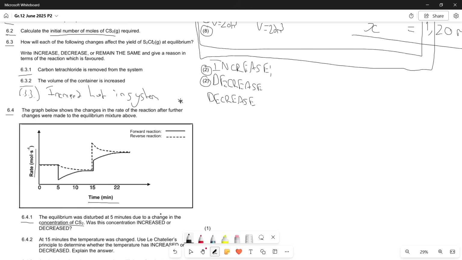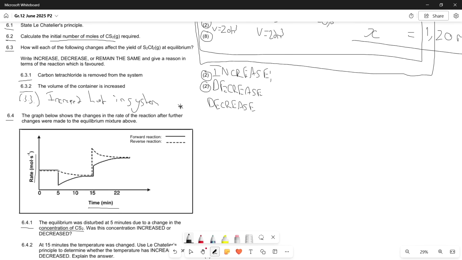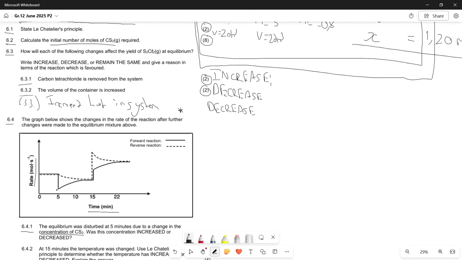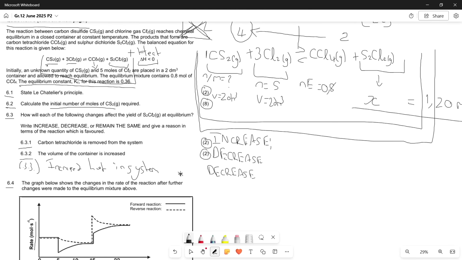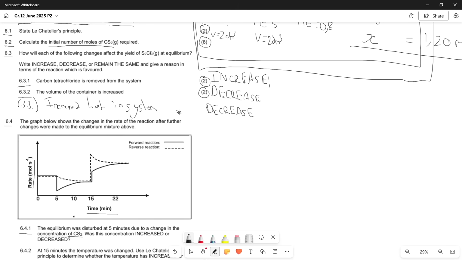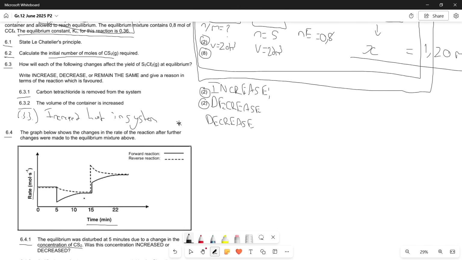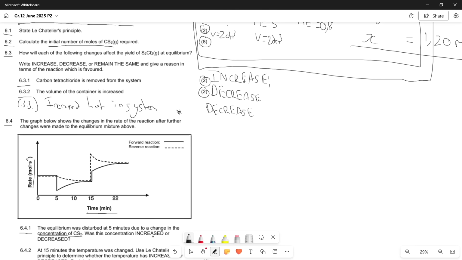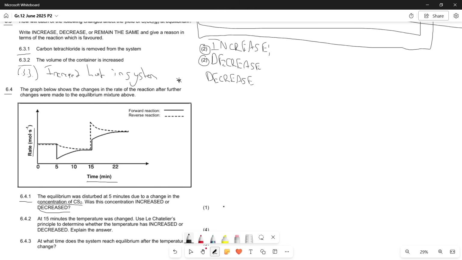So what we're looking at is they did make a change to the concentration of CS2 at the 5-minute mark, and that caused a sharp drop in our forward reaction, which means that if we have a sudden drop in our forward reaction, it means we have decreased the amount of CS2, which means we were going this way, but then we dropped it suddenly, which means we have decreased the concentration of our CS2. As we can see, our forward reaction rate drops very suddenly, which means it was decreased. So we can just go ahead and write decreased.